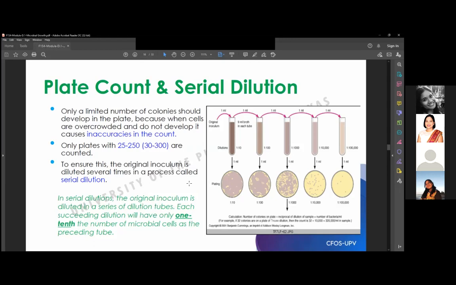Okay? So the idea of serial dilution is the original inoculum is diluted in a series of dilution tubes. Each succeeding dilution will have only 1/10 the number of the microbial cells as the preceding tube. Kaya 1 ml, 1 ml yung kinukuha natin. So may ano yan, kumbaga may dilution factor tayo dyan. Okay, any question? If none, we'll proceed to the next slide.